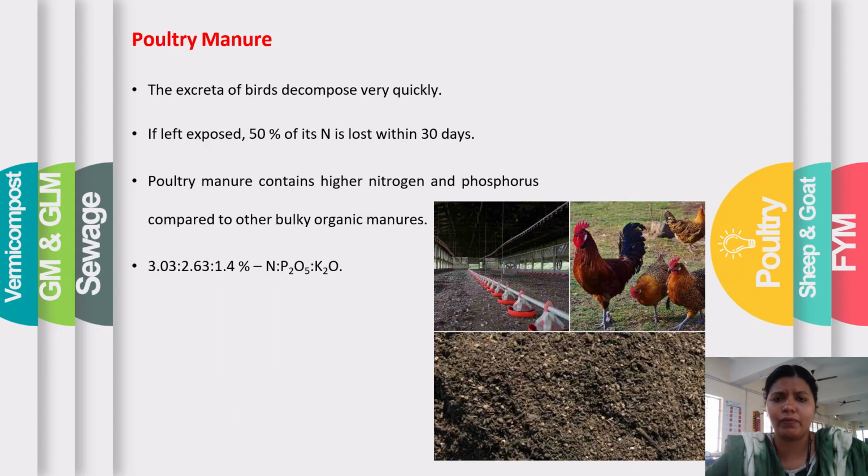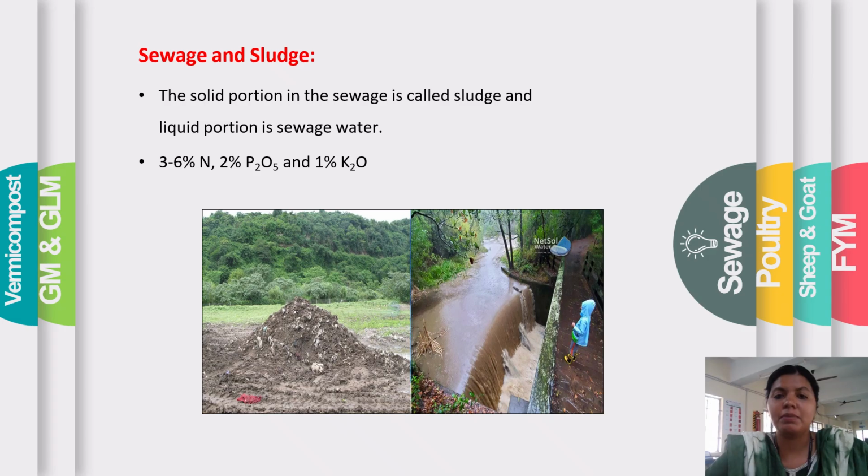And next important source of your organic manure is poultry manure. Poultry manure is the excreta of the poultry, the litter droppings of the poultry, which can be properly decomposed and used as a manure. One of the important things which we have to consider while decomposing this poultry manure is it produces more heat. So only after very good decomposition we can use it as manure. And this poultry manure contains nutrient approximately in the ratio of 3 : 2.6 : 1.4.